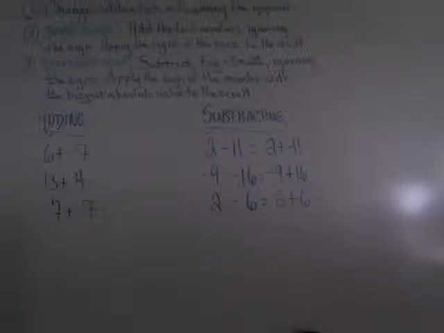When we have the same signs, 2 positives or 2 negatives, what we're going to do is actually add the 2 numbers together, ignoring the sign. And then we apply the signs of the problem to the result. Meaning if it's 2 positive numbers, we stick a positive on our answer. If it's 2 negative numbers, we stick a negative on our answer.